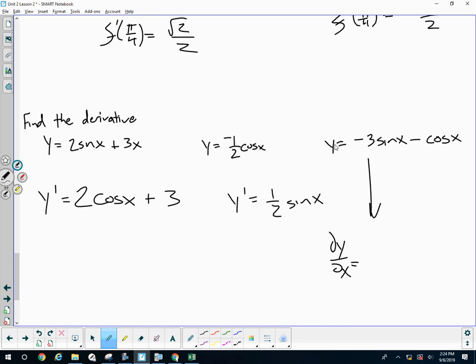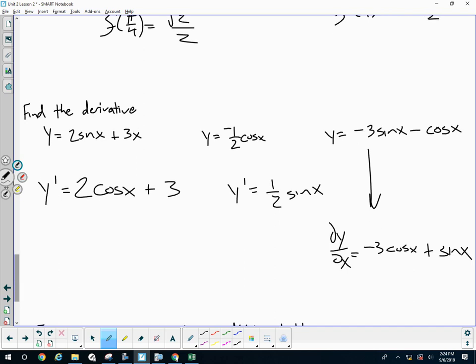For this guy, if you have a negative 3 sine, the derivative would be negative 3 times positive cosine. So that stays as negative 3. You have a negative cosine, its derivative is positive sine. That would be the tangent slope generator for negative 3 sine x minus cos x. How come this one is all about this again? Because the negative 1/2 stays. So that stays. And the tangent slope generator for cosine is negative sine. So the negative times the negative makes it a positive. Cool.